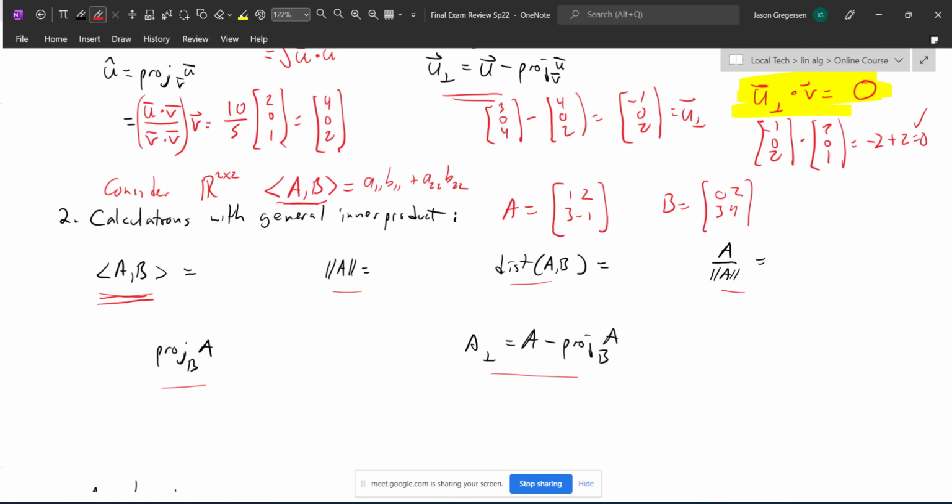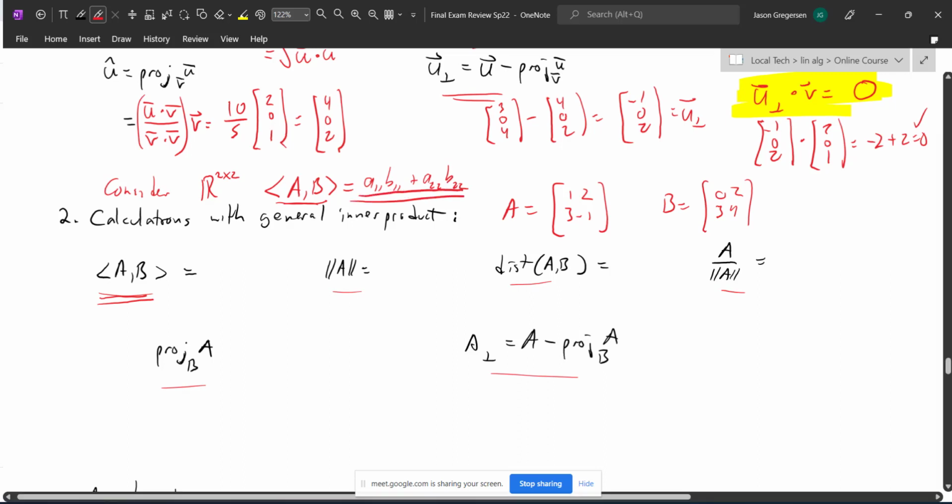All right, let's take a look. Our definition of inner product says take the number in the 1, 1 position of A, so that would be 1, times the value in the 1, 1 position of B, that would be 0, plus the value in the 2, 2 position of A, and that would be negative 1, times the value in the 2, 2 position of B.